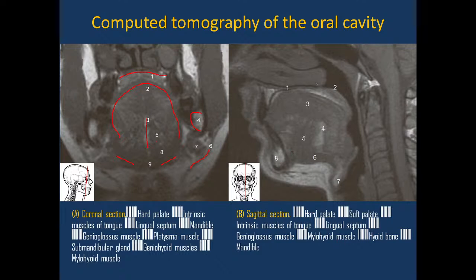In sagittal section we also see the hard palate, number 1 here, and this is the soft palate. This is the soft part of the upper wall of the oral cavity. The tongue with the muscles, the lingual septum, here is the genioglossus muscle, the mylohyoid muscles number 6, and the hyoid bone here, and the mandible in sagittal section. I hope you recognized all of these structures.